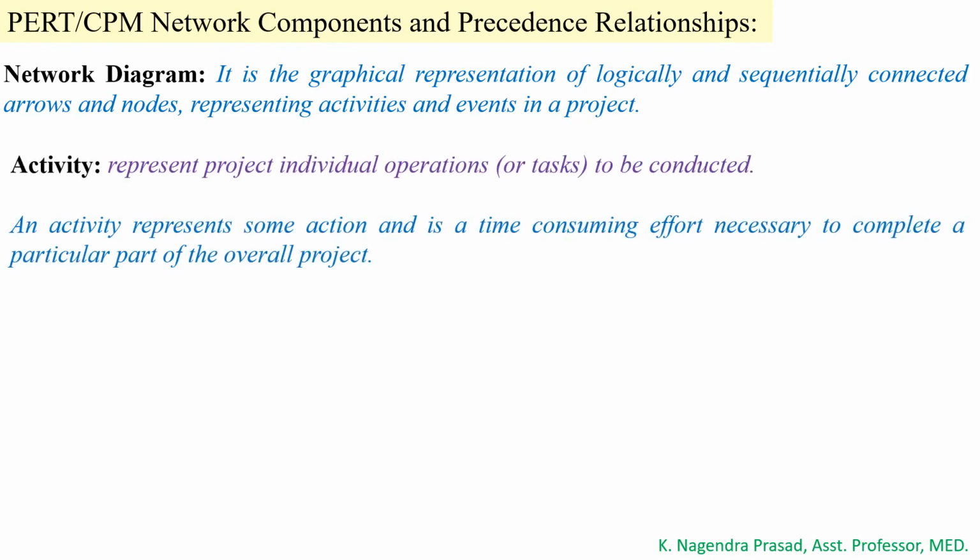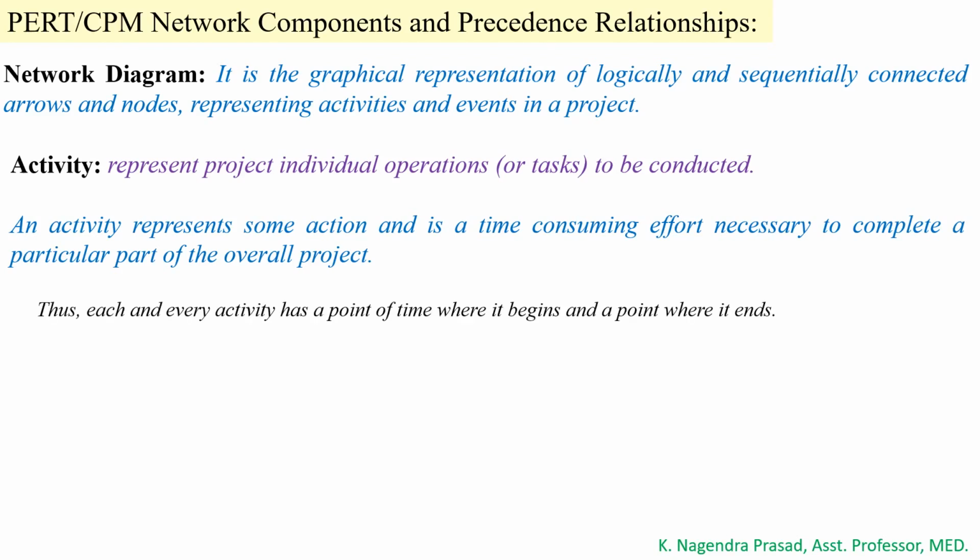First definition is the activity. Activity is an individual operation, job or task to be conducted in the project. So an activity represents some action, and it is a time consuming effort necessary to complete a particular part of the overall project. Each and every activity has a point of time where it begins and a point of time where it ends. An activity is represented by an arrow.